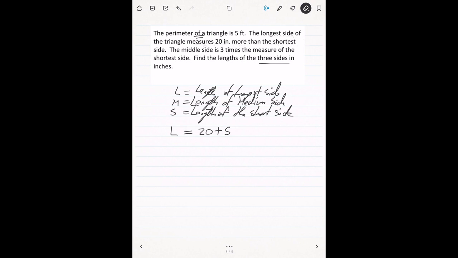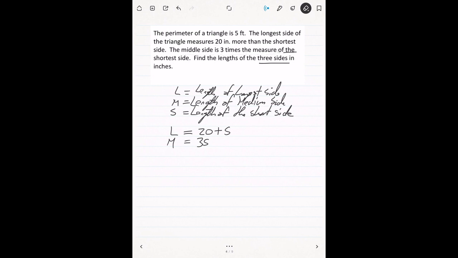Let me clear some space. Now let's go ahead and take a look at another relationship. This one says the middle side is 3 times the measure of the shortest. So "is" is our equal sign again. So there's the equal sign. And on the left of the equal sign is the medium side or the middle side, M. That is equal to 3 times the shortest side. So 3S. That's it.